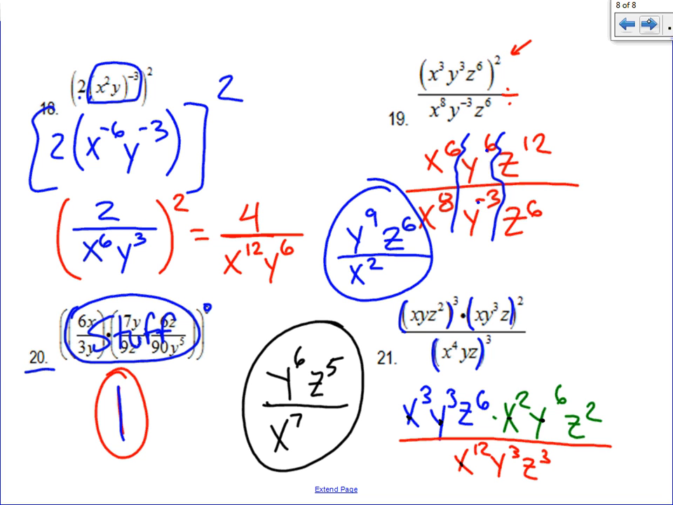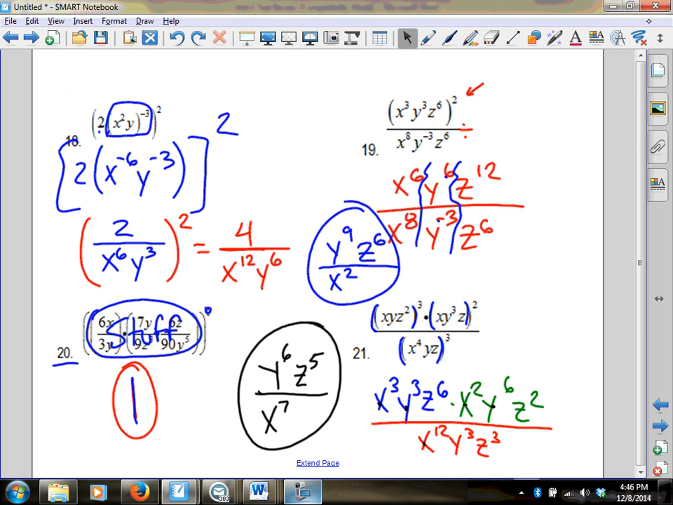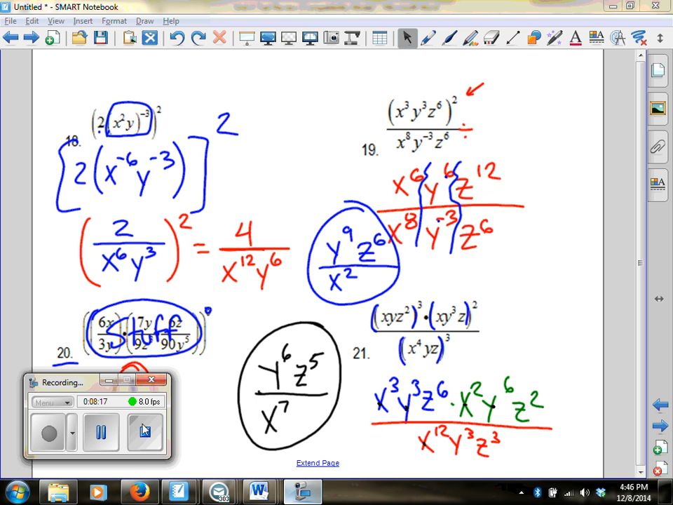All right, so those are the exponent property problems. I know they were super fast, so please feel free to ask me a question or check out some of the earlier videos on that.